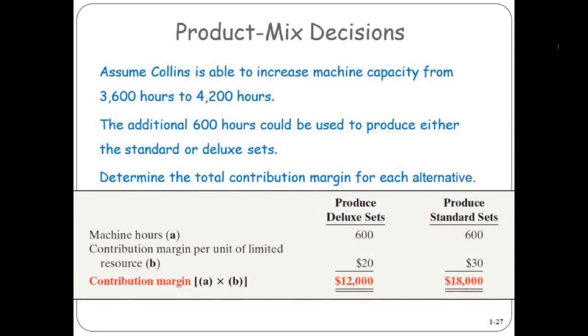So let's say we can increase the capacity. You can see that if the market can bear it, you're getting $6,000 incrementally for standard sets for that incremental capacity.